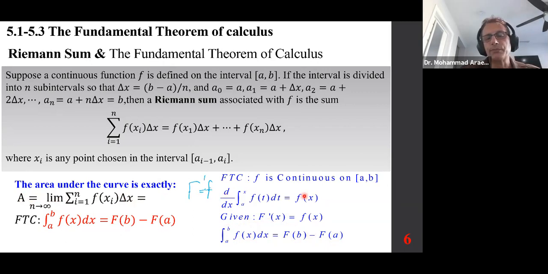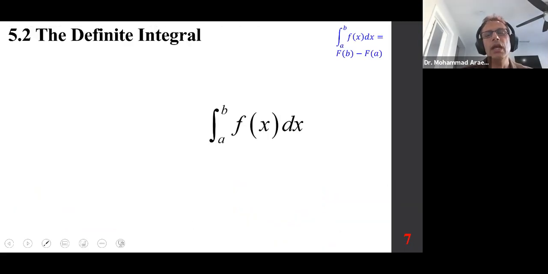What about this one? The derivative of the integral is the function itself. We want to discuss this concept with more details. So let's see, what is this representing? Let's make sure we understand this one.